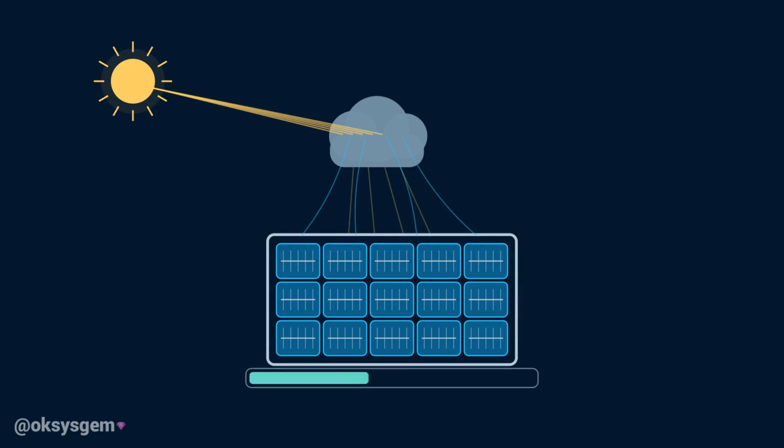Clouds reduce the amount of direct sunlight, but they do not always stop electricity production completely. Some sunlight passes through clouds, and some is scattered through the atmosphere. As a result, panels can still produce power on overcast days, although usually at a lower level.